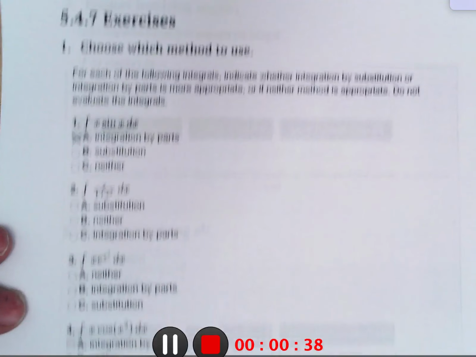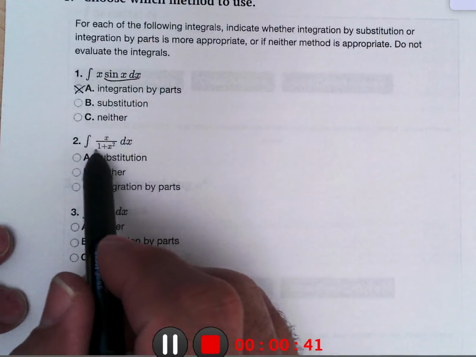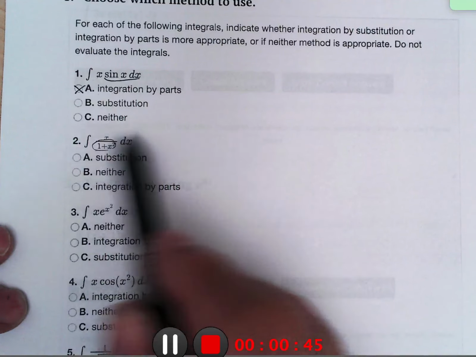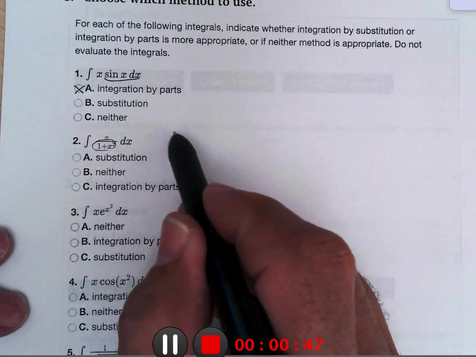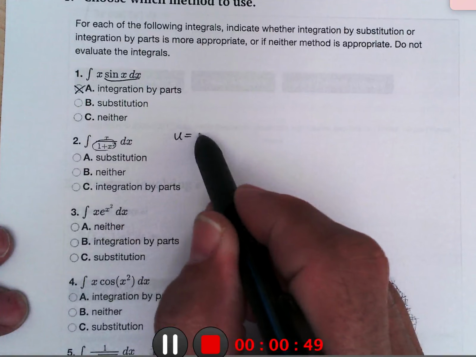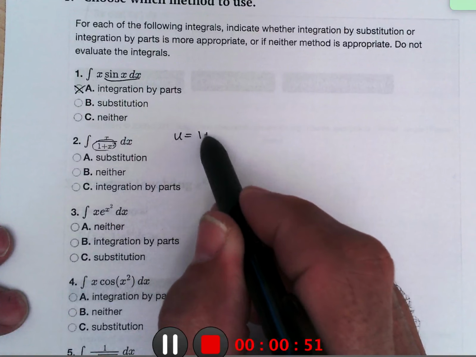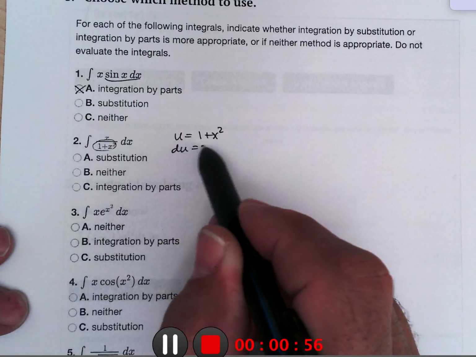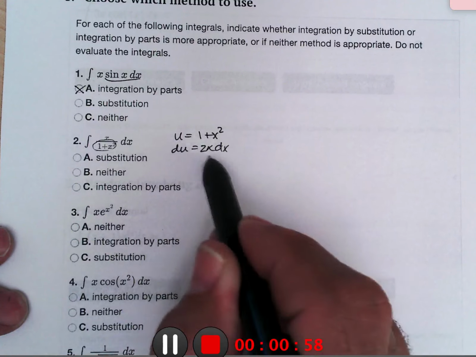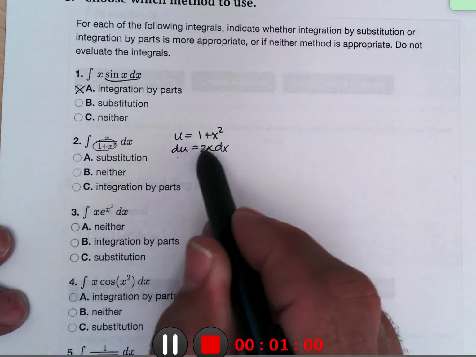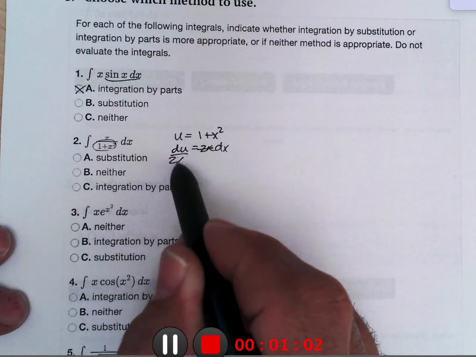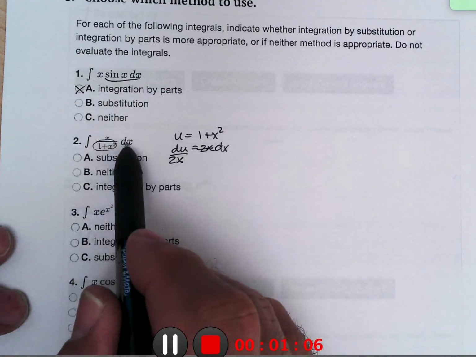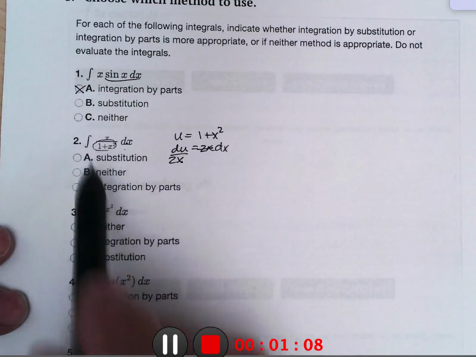This one, if you let u be that denominator, the derivative of it will produce a 2x. Just kind of show you this, u equals 1 plus x squared. Du would equal 2x dx, and so in solving for dx, we get du over 2x, and that would cancel the x when we make that substitution for dx. And so that one will work with just simple substitution.